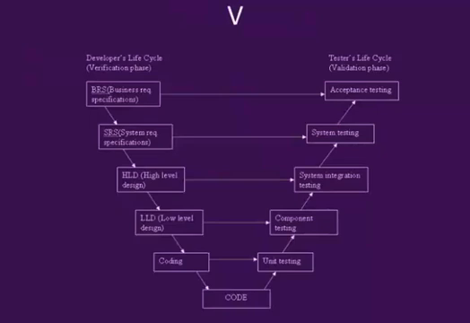The V model, verification and validation. This is the waterfall model with parallel testing. The testing is planned in parallel with the stages of development. High-level design concerns system architecture. Low-level design concerns system components.